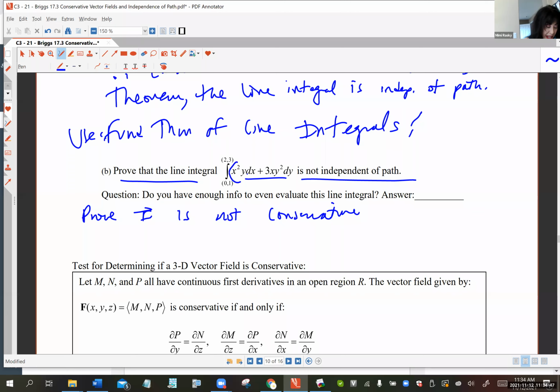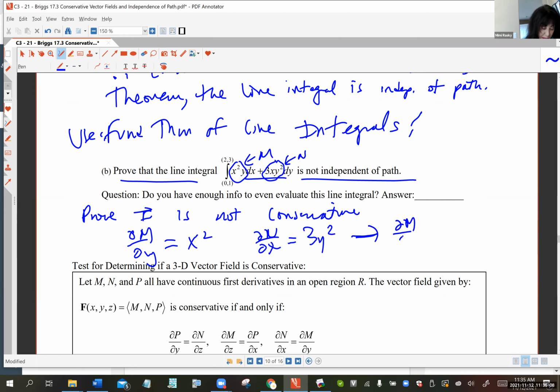Okay, so the M is x squared y. So what is dM/dy equal to? The derivative of x squared y with respect to y is x squared. And then the N is 3xy squared, so dN/dx is 3y squared. And these are not the same. We can say, hey, dM/dy is not equal to dN/dx. So not conservative, and therefore, by the theorem, not independent of path. So what does it mean not to be independent of path?